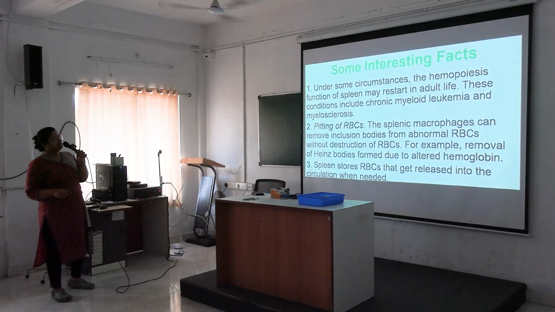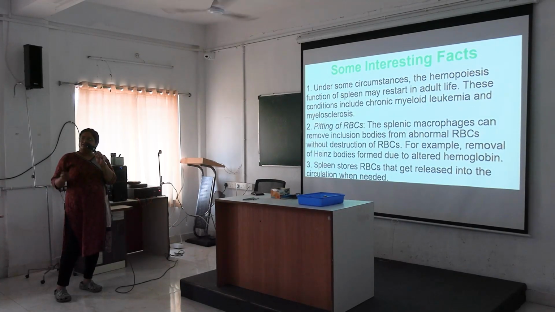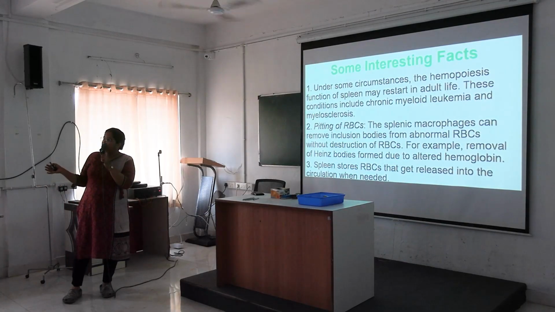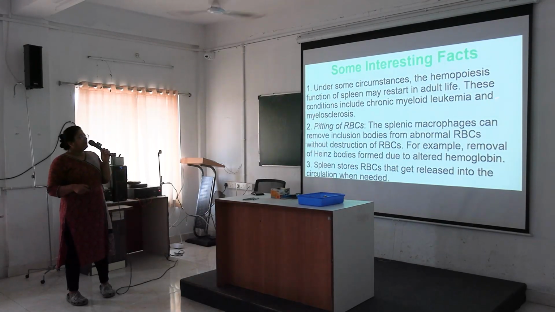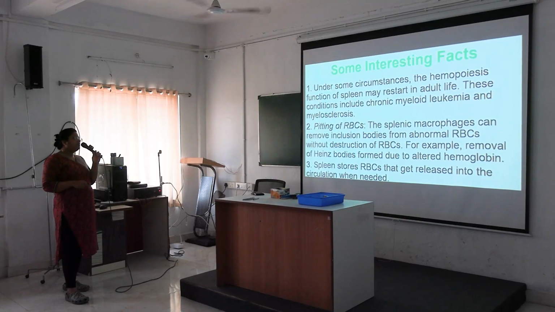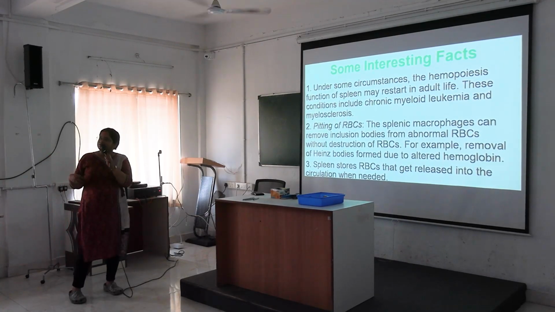Under some circumstances, the hemopoiesis function of the spleen may restart in adult life. Generally, hemopoiesis occurs in the spleen in fetal life. These conditions include chronic myeloid leukemia and myelosclerosis, generally cancerous conditions.